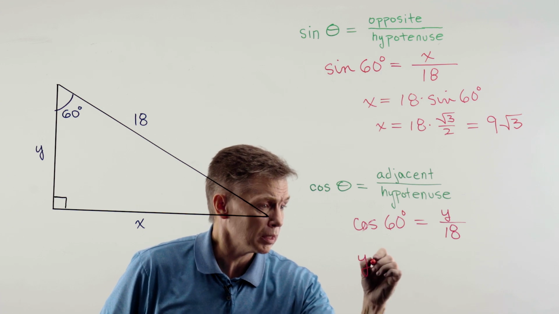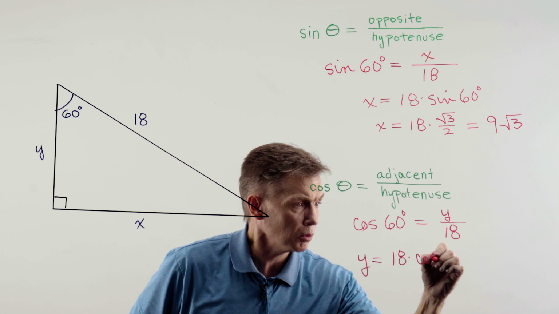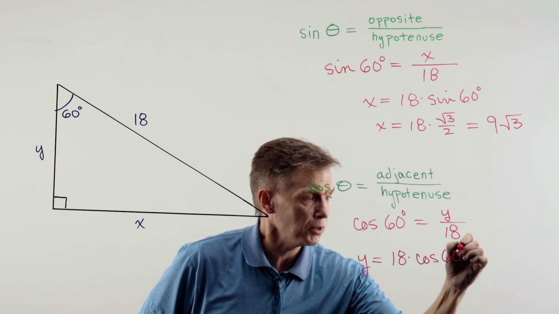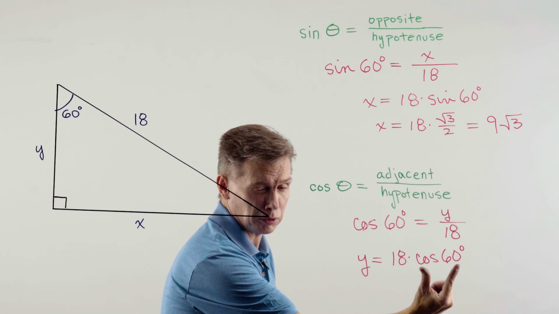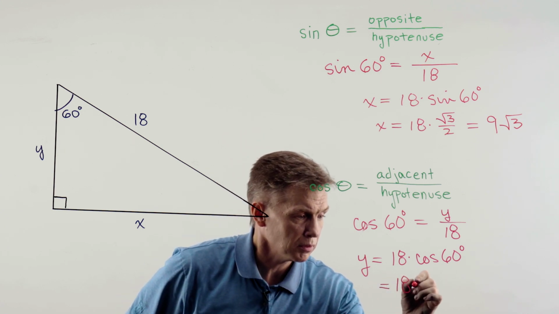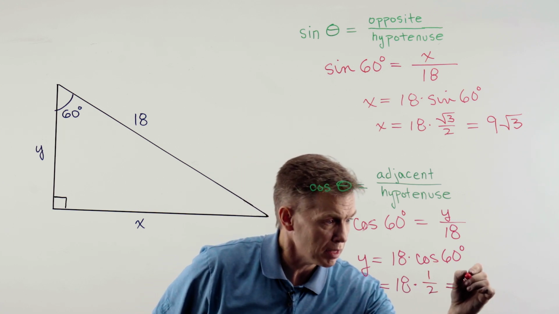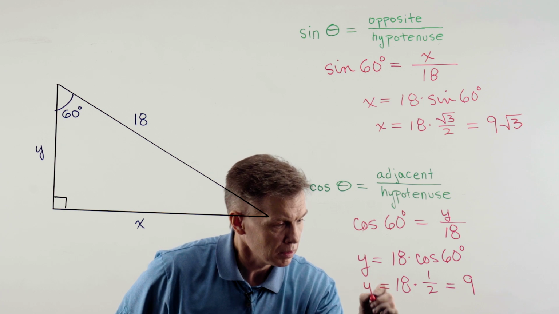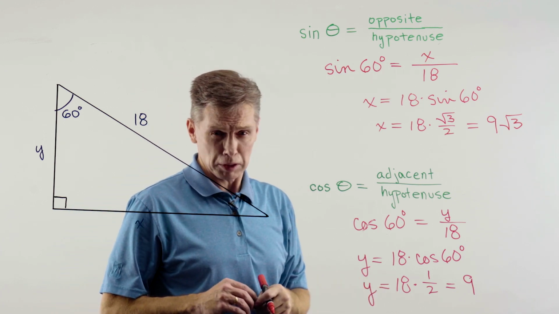So y equals 18 times the cosine of 60 degrees. There's another one of those nuggets of knowledge that I'm sure you have in your head. What is the cosine of 60 degrees? That's right, it's a half. And I'll simplify 18 times a half, that's just 9. And that's my answer for y. I've got my answer for the two different variables.